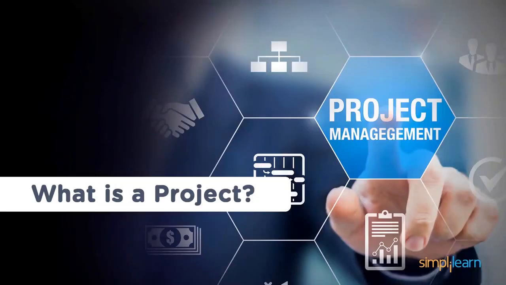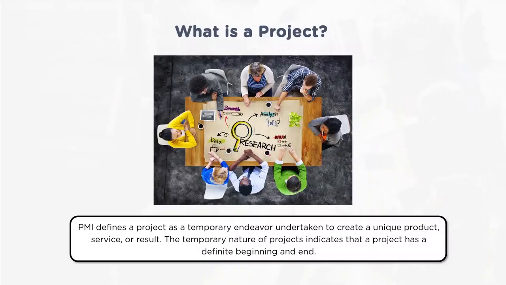Now let us understand the definition of a project. So what is a project? PMI defines a project as a temporary endeavor undertaken to create a unique product, service or result. The temporary nature of a project indicates that a project has a definite beginning and end. When I say unique product, it means that you may be producing similar products with the same features and functionality, but the output of every project is unique because it is unique in terms of all the six constraints we just discussed.